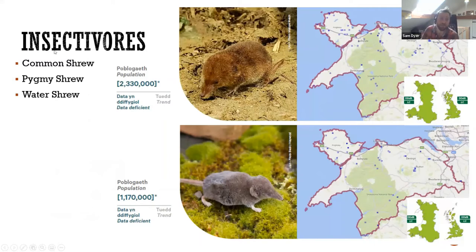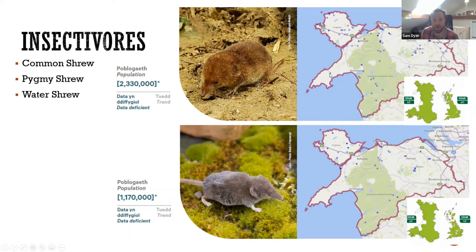Next up, insectivores is the common shrew, pygmy shrew, and water shrew. So I'll talk about these in a group. If you look at the records within Cofnod for the common and pygmy shrew, very few and far between. In fact, this has led to, when the review of mammals was done, the Llŷn being left out of the distribution of them, because there's just not enough records.